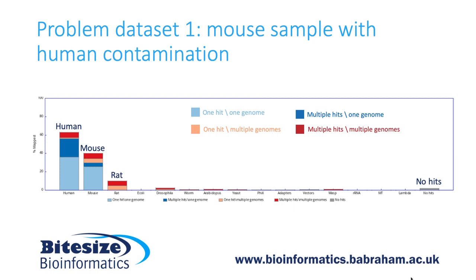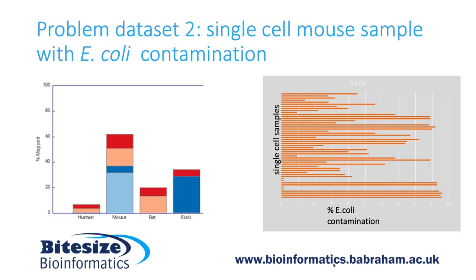However, by using FastQ Screen, you have been able to QC this dataset, and most likely you would want to remove it from further analysis. So let's now look at a similar example. This dataset was supposedly a single-cell mouse DNA.